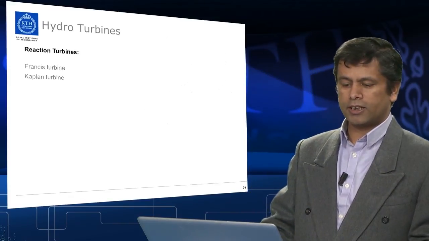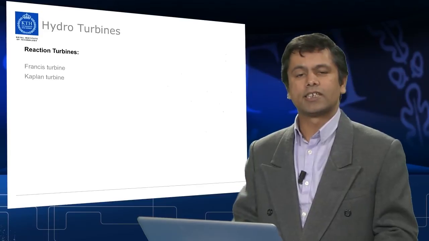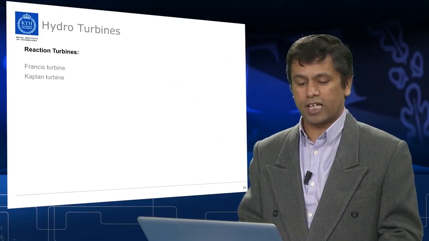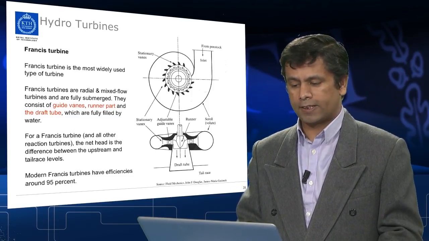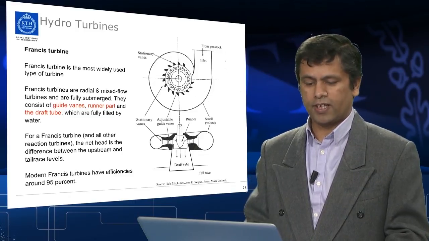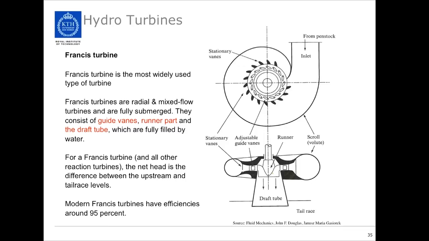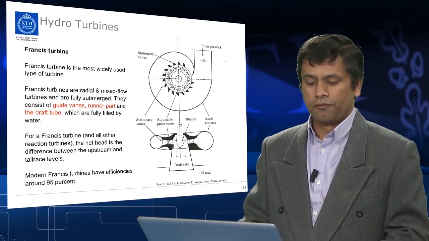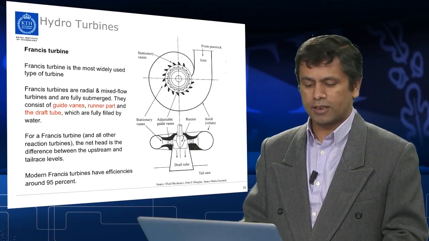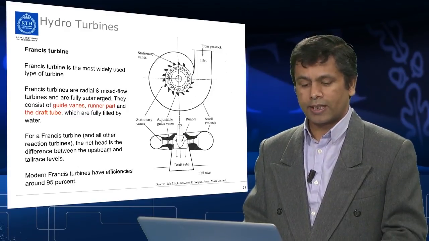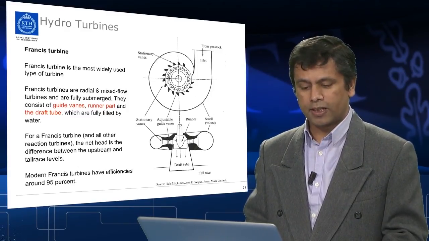Francis and Kaplan turbines are examples of reaction turbines. Here is an example of a Francis turbine. The Francis turbine is the most widely used turbine, and as I said earlier, it operates in medium heads and also medium range flow. Francis turbines are radial and mixed flow turbines and fully submerged. They consist of guide vanes, runner parts, and the draft tube.